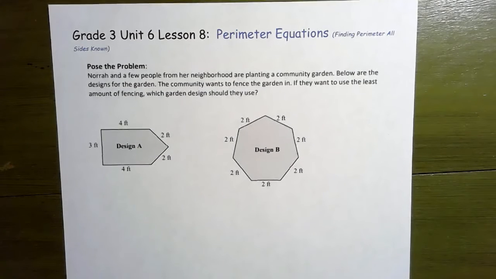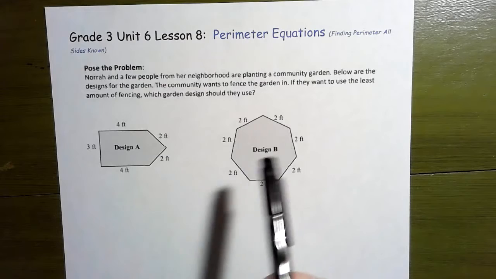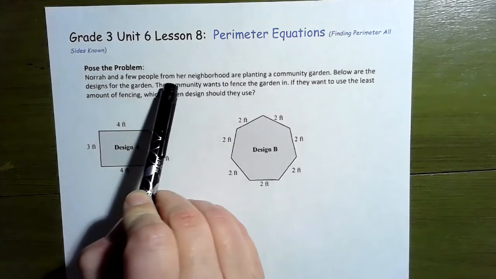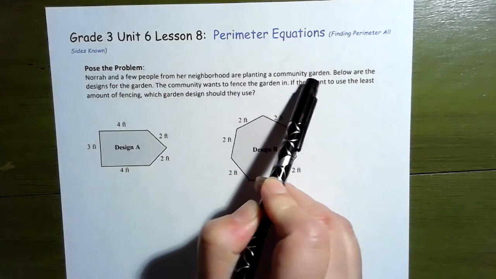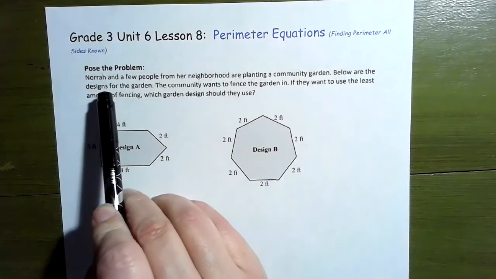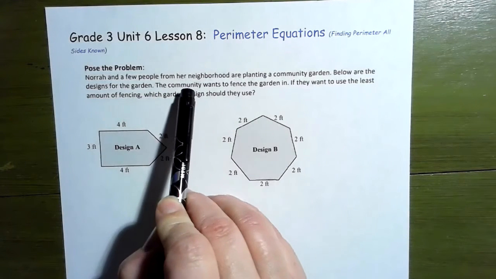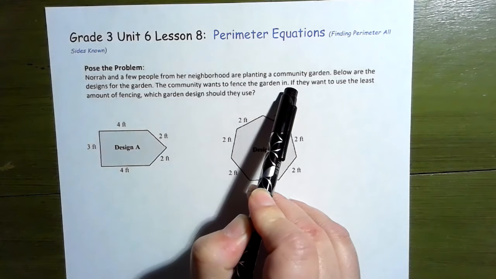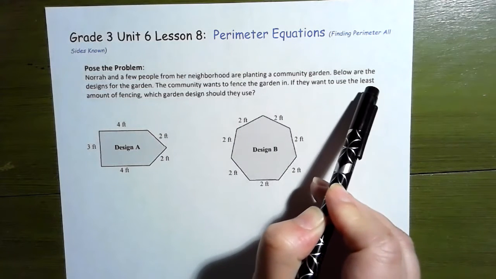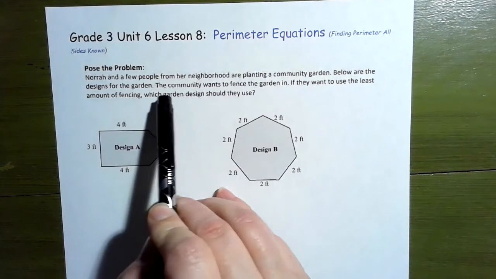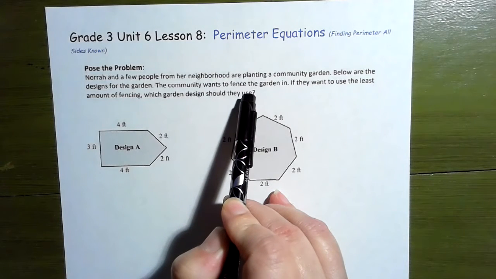Let's go ahead and look at our problem of the day. Read it along with me. Nora and a few people from her neighborhood are planting a community garden. Below are the designs for the garden. The community wants to fence the garden in. If they want to use the least amount of fencing, which garden design should they choose?